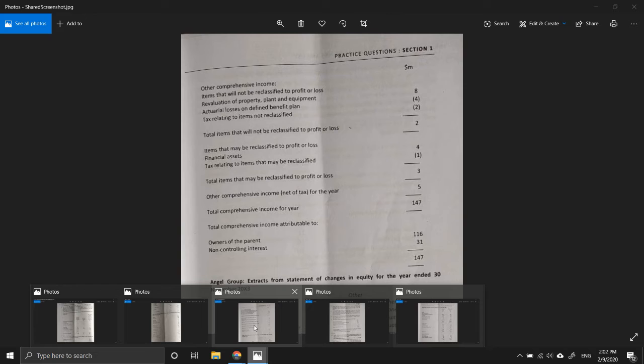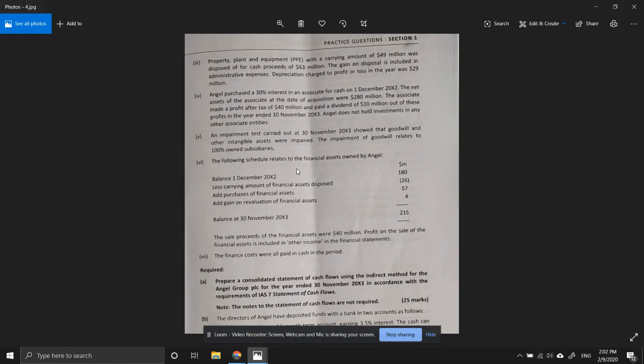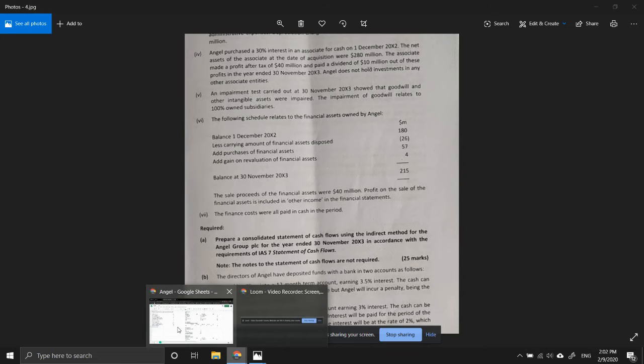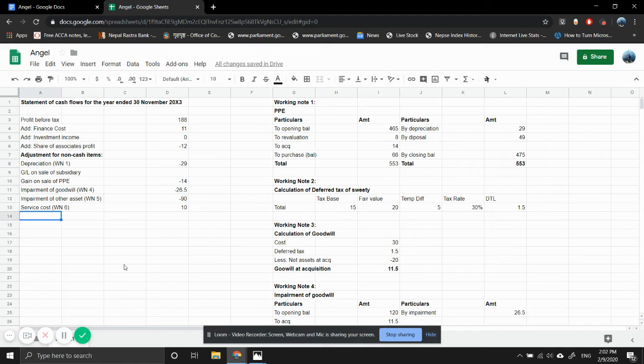What has happened to financial asset? Somewhere around over here. Where was it? Okay, over here. So there is a reconciliation, right? So carrying amount was how much? Sale proceeds was 40, and then carrying amount disposed of was 26. Okay, the 14 will be our profit, right? So that will be included over here.